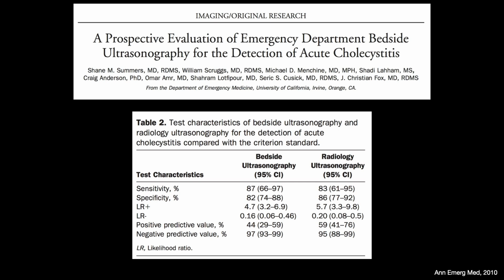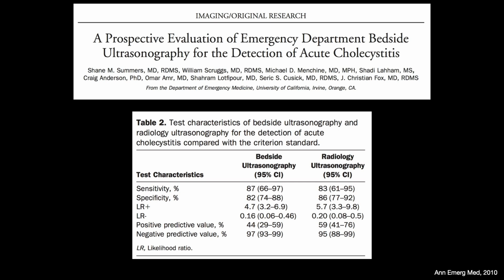So in this table here, in the left column we see the bedside ultrasound. In the right column we see the radiology performed ultrasound. Your sensitivities are within a few points of each other. The specificities are within a few points of each other. And the LR positives and the LR negatives are actually pretty close to one another, saying that when we're looking for it compared to when radiology is looking for it, we really perform very, very similarly, definitely within confidence intervals, for these two different studies looking for this entity, right?